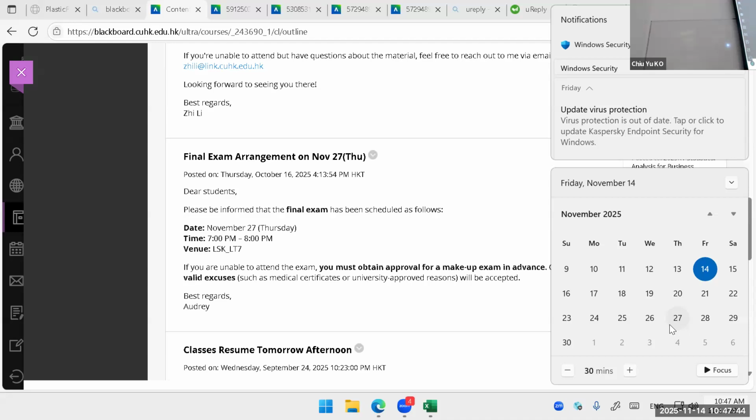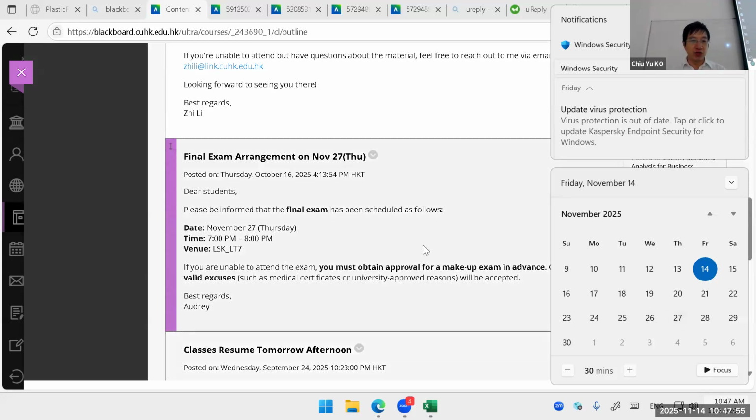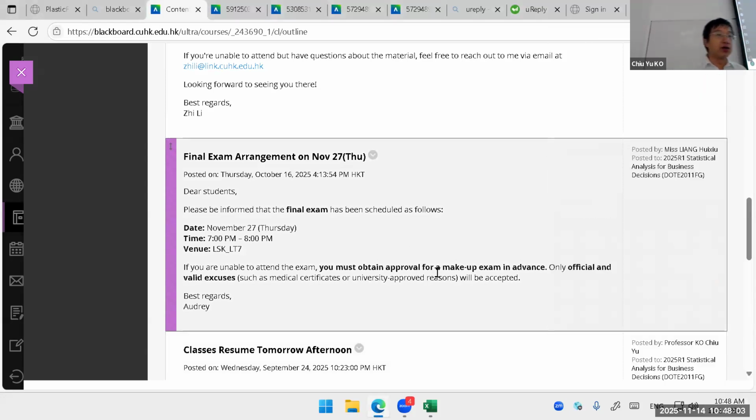So don't imagine that you can take the makeup exam the same. The makeup exam will be different. But I know some people have to go to competitions, and there are many other legitimate reasons. So we will give you a makeup, but you have to let me know in advance. Only official valid reasons will be accepted. Otherwise, we'll give you an F0. You have to let us know in advance. Please do so.